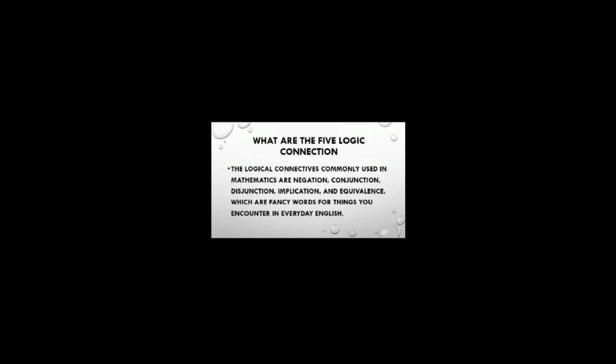What are the 5 logical connections? The logical connections commonly used in mathematics are negation, conjunction, disjunction, implication, and equivalence, which are the fancy words for things you encounter in everyday English. Next is, what are the 3 main logical operators? There are 3 types of logic operators: negation, not, disjunction, or, and conjunction.